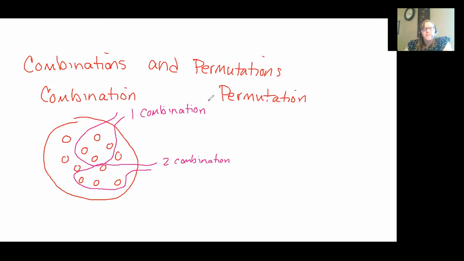This is another combination. All right, so permutations and combinations both work with this idea. You have a set of objects and then you go in and you pull some of them out. The difference between combination and permutation is order matters.